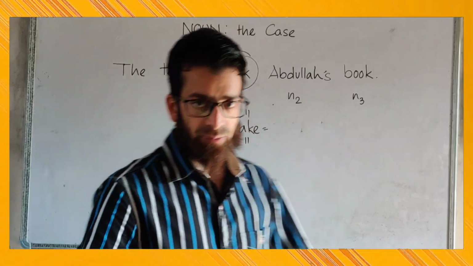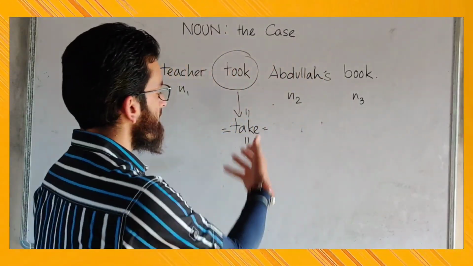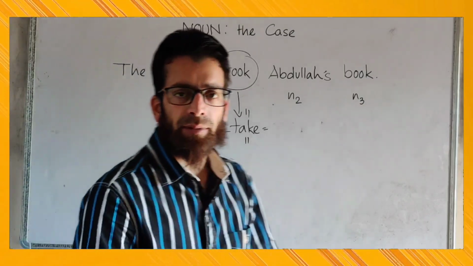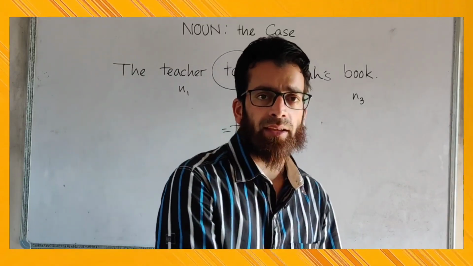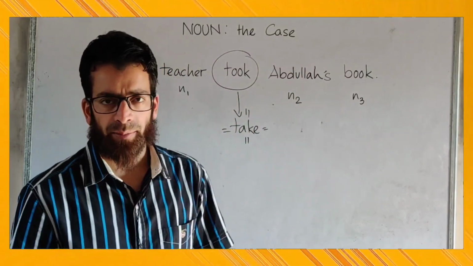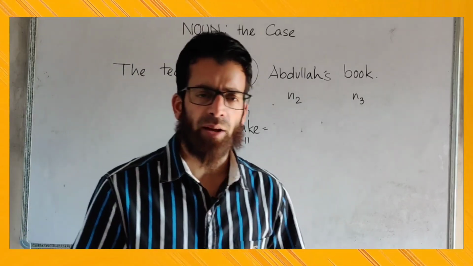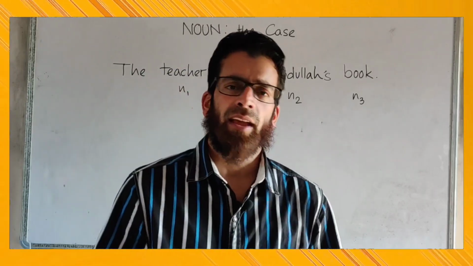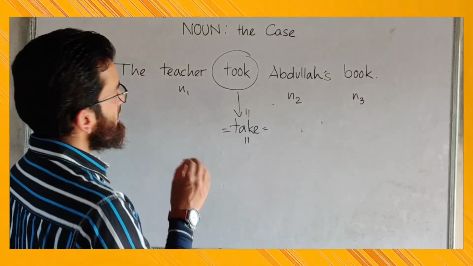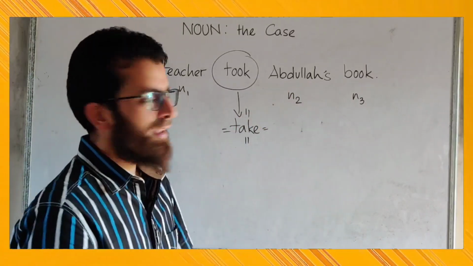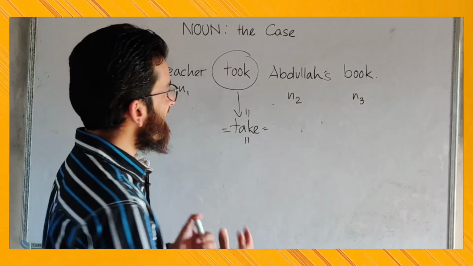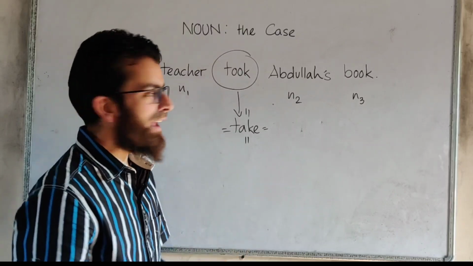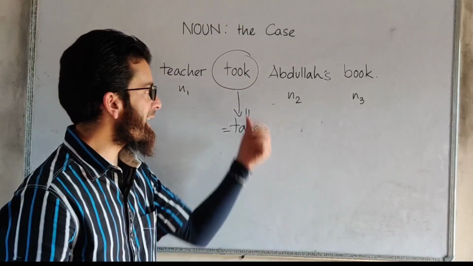So this took, as we all know, is the past form of take. So the teacher has taken Abdullah's book, whether he is reading it or has told Abdullah to give him his book so that he can teach the children, whatever. Generally a teacher must carry his own book in any class. So the teacher took Abdullah's book. Now the main action in this sentence is taking, that is take, and the past form of this take, that is took.